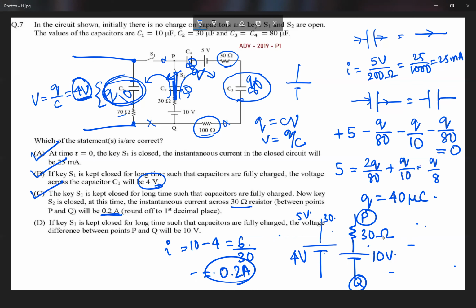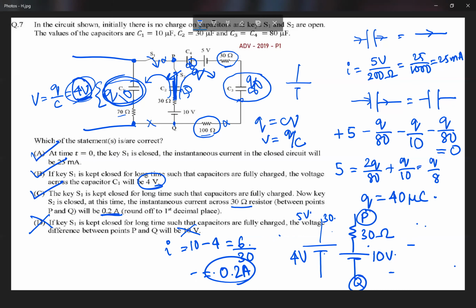In the last part, it says that if the key is kept closed for a long time, the voltage difference between the points P and Q will be equal to 10 volts. No, the voltage difference will never be equal to 10 volts. Because even if you keep S1 closed for a long time, the potential difference between P and Q will be equal to 4 volts, not 10. So the last option is wrong.